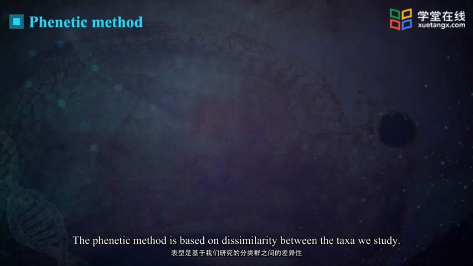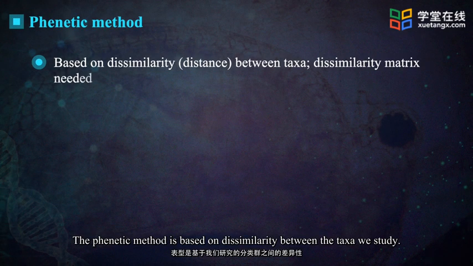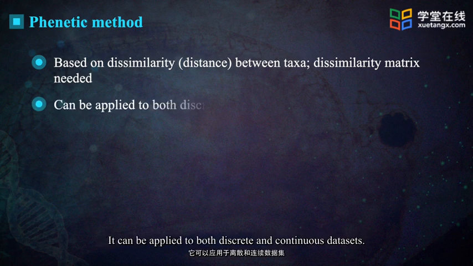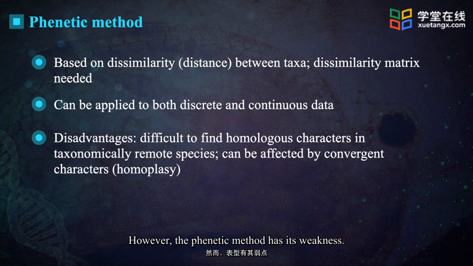The phonetic method is based on dissimilarity between the taxa we study. Usually, a dissimilarity matrix between the taxa is needed. It can be applied to both discrete and continuous datasets. However, the phonetic method has its weaknesses.